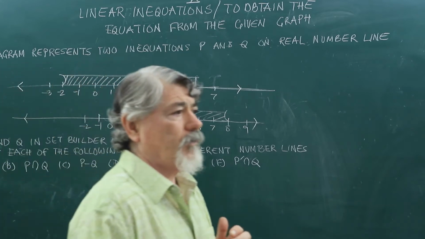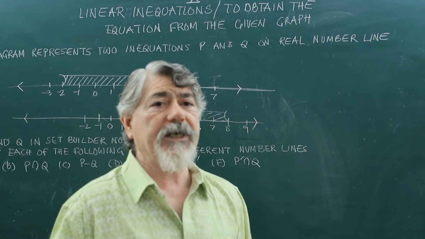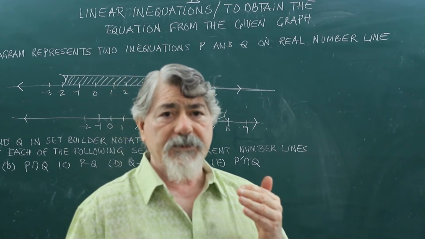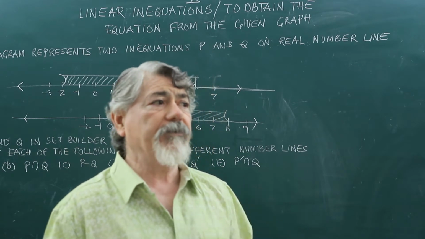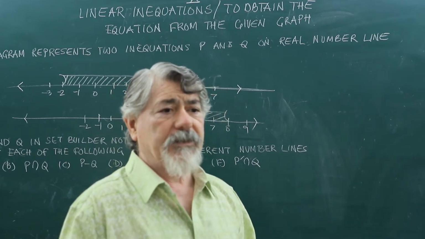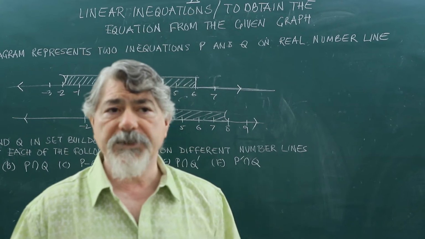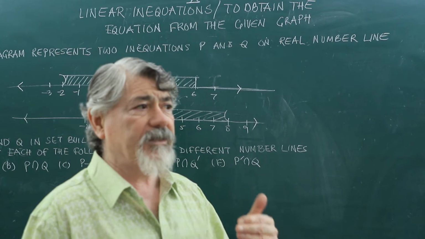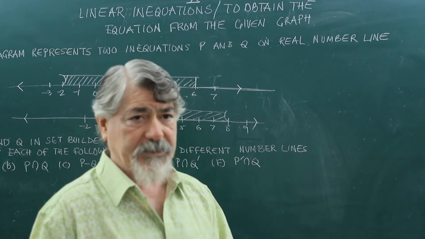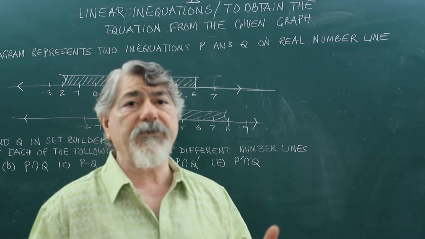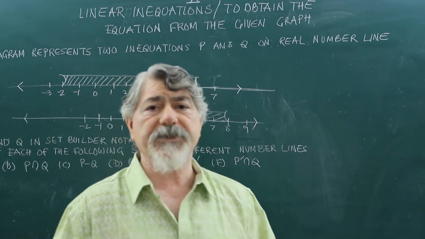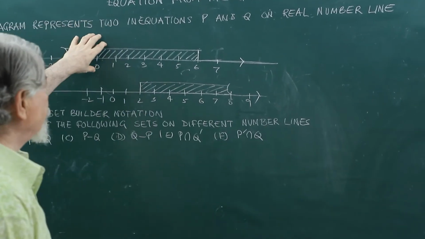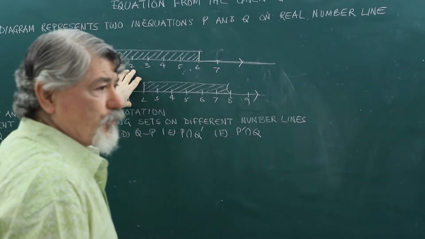Every time the replacement set is the set of real numbers, we will have to write the set in the form of set builder notation. We cannot express it as a finite set or discrete set. We will have to represent it in set builder notation. We can't represent it in roster form. Simple as that. So it has given you a set P and a set Q.